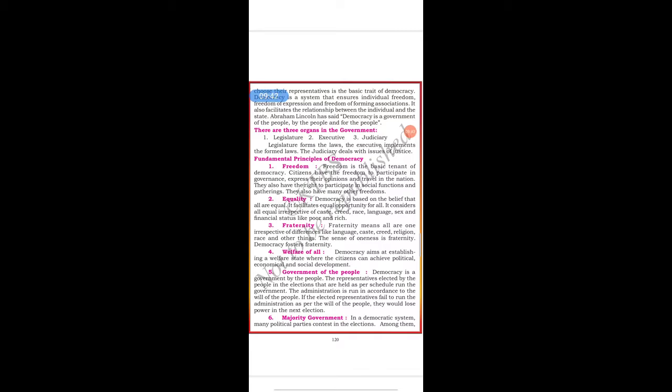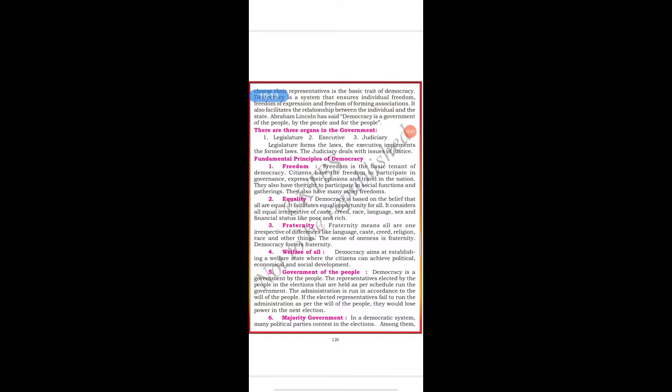So welfare of all. According to the fundamental principle of democracy, students, welfare of all. Democracy aims at establishing a welfare state where the citizens can achieve political, economical and social development. So students, welfare of all. They will not look at an individual alone. They will take care of all, and the aim is to establish a welfare state for all, so that citizens can achieve political, economical and social development.